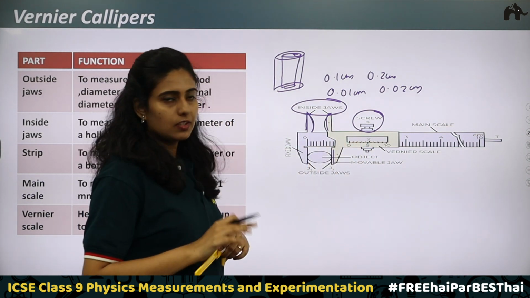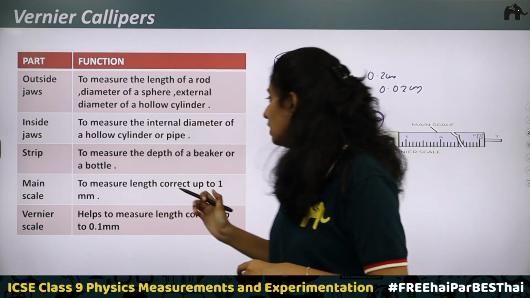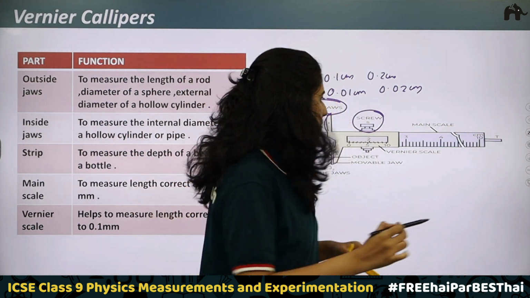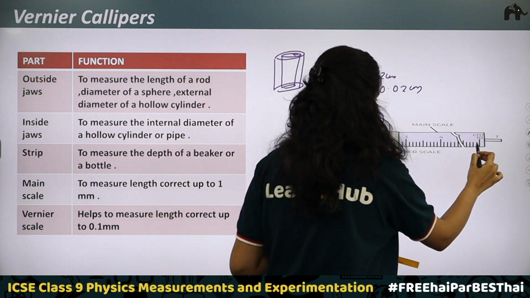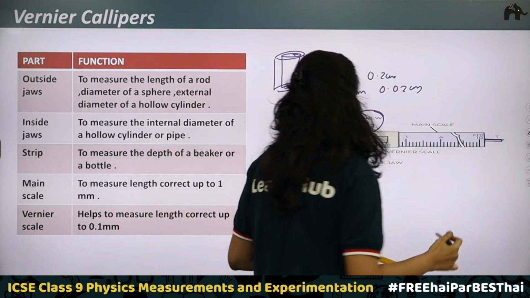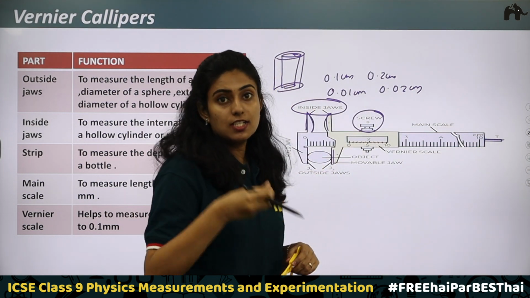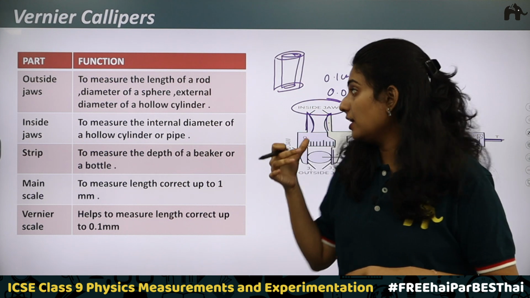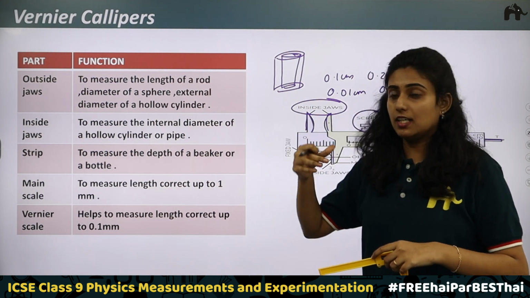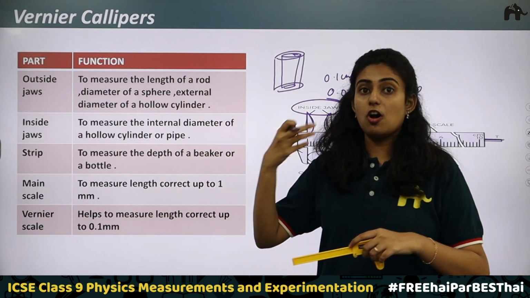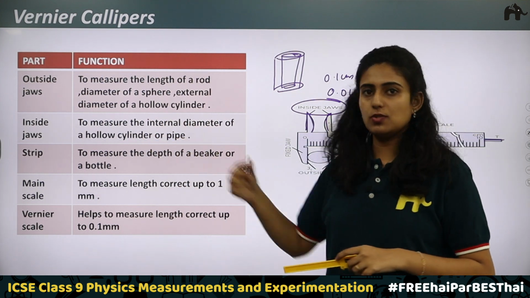Now the third one, it is a strip. The strip is this part. Here we have the strip. This strip is used in order to measure depth. If you need to measure the depth of a beaker or of a bottle, in that case you will be using the strip.